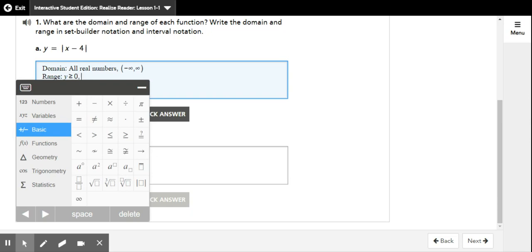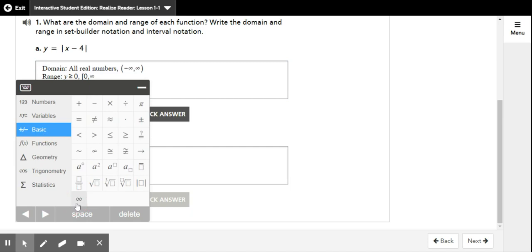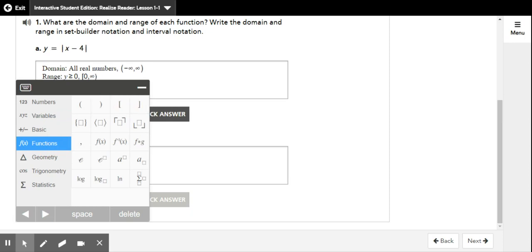And then for set builder notation, I'm going to hit the bracket because it includes 0. And then type in 0, comma. And then on the right side, it's infinity. And then close it off with parentheses.